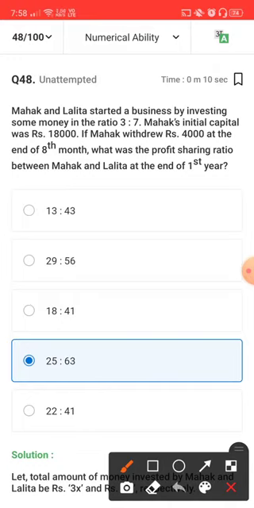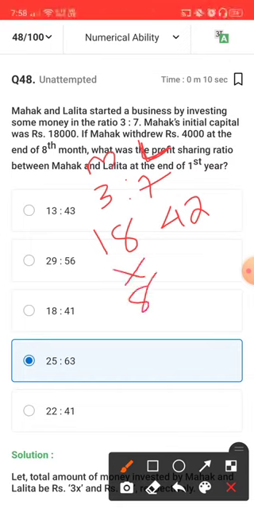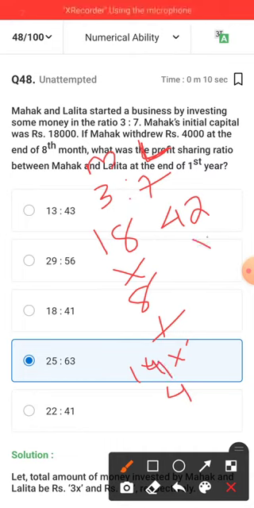This 18 is the Mahak's. Mahak, Lalita. Lalita is in the ratio 3:7. Mahak, Lalita. So Mahak initial capital is Rs 18,000. I can call it as 18. Then Lalita became 42. Then Mahak withdraw 4,000 at the end of 8 months. So at 8 months it is 18. Then it became 14 into 4. Here it is always 12. So this will be adding, we get the answer.